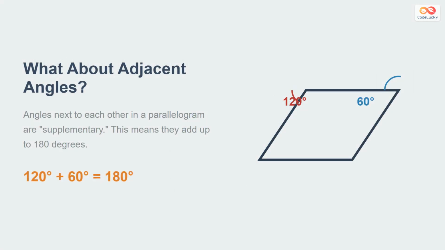Now, what about angles that are next to each other, which we call adjacent angles? In a parallelogram, adjacent angles are supplementary. This means that when you add their measures together, they always sum up to 180 degrees. For example, 120 degrees plus 60 degrees equals 180 degrees.